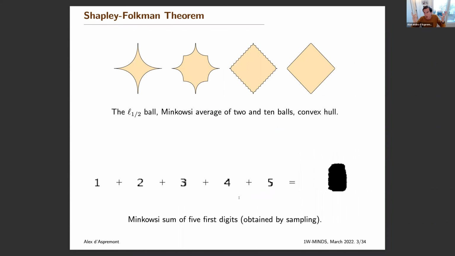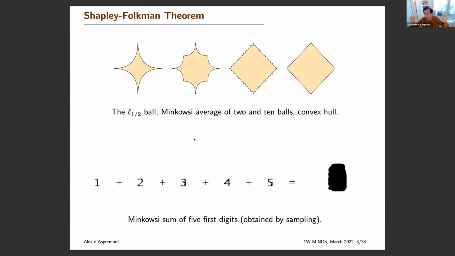There is an interesting phenomenon about Minkowski sums and convexity that is fairly direct to illustrate graphically. Let me show you two examples that have been cooked up sort of manually. The first is regarding the L1 half ball. This on the left is the L1 half ball. It's obviously non-convex. What we can do is take its Minkowski average, where we simply take the Minkowski sum of the L1 half ball with itself, averaged.